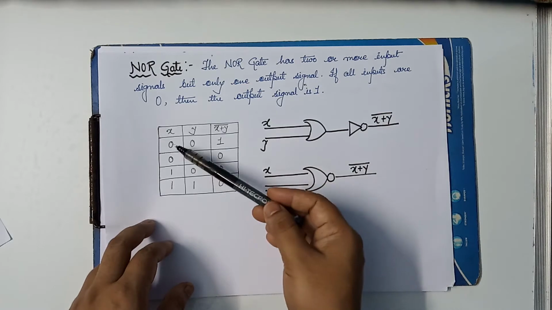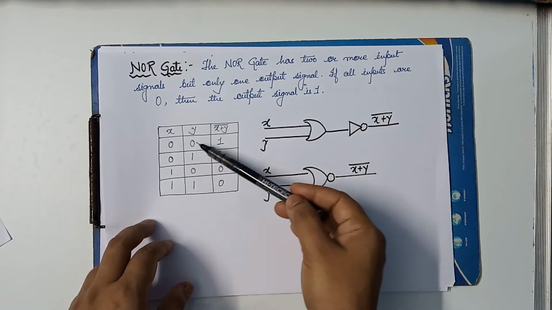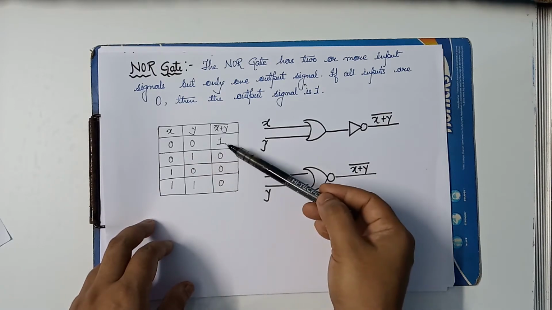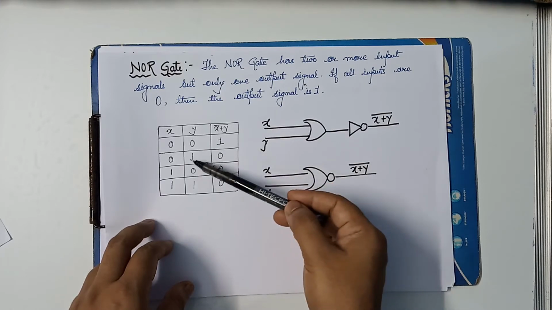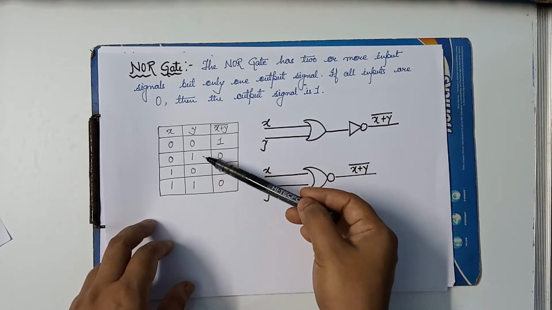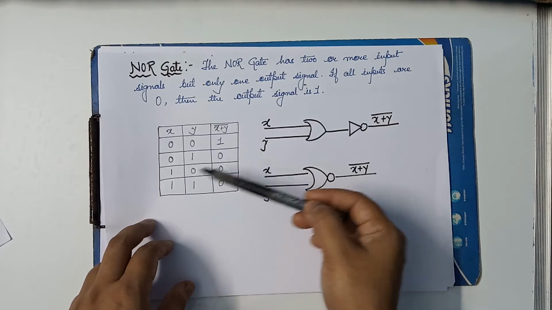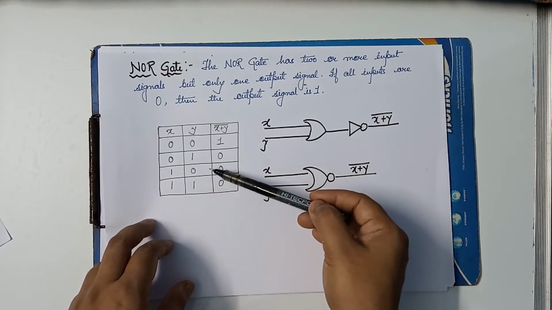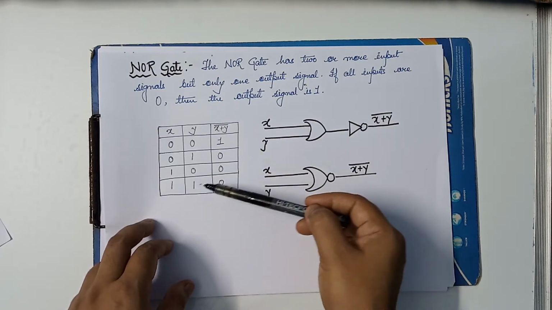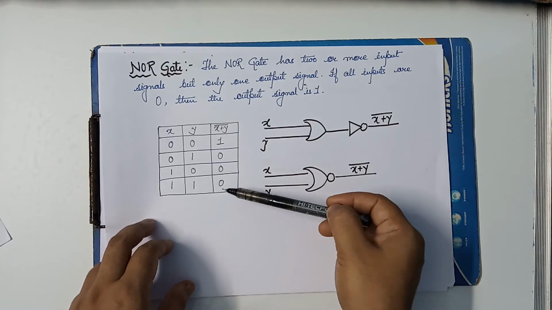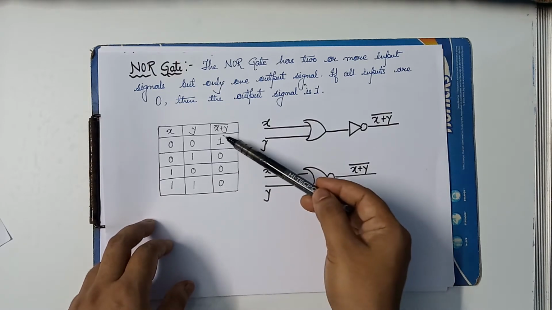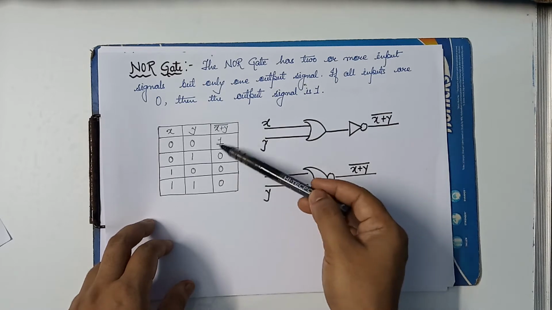If we see the OR gate, 0 plus 0 will give you 0. But the complement of 0, it is what? It is 1. 0 plus 1, normally in the OR gate, will give you 1. The complement of 1 is 0. 1 plus 0 is 1. The complement of 1 is 0. 1 plus 1 is 1, and the complement of 1 is 0. So this is what? (x plus y) not. Just the complement of x plus y.